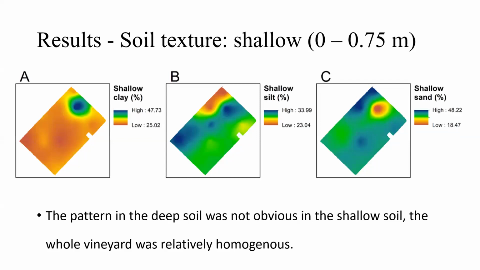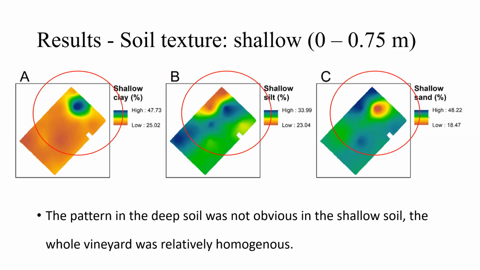And in the shallow soil layer from 0 to 0.75 meters deep, the soil texture was relatively homogeneous compared to what was observed in the deep soil layer. There was only a very small area in the northeastern section that showed a significant difference for clay and sand, where there was higher clay and lower sand compared to the rest of the vineyard. And that was maybe just 1 or 2 experimental units in that area. So we can say in shallow soil, it's relatively homogeneous in soil texture.